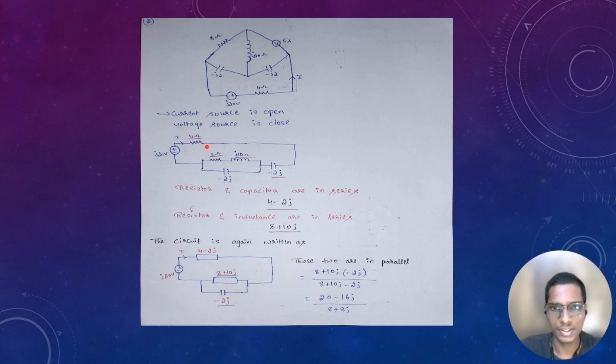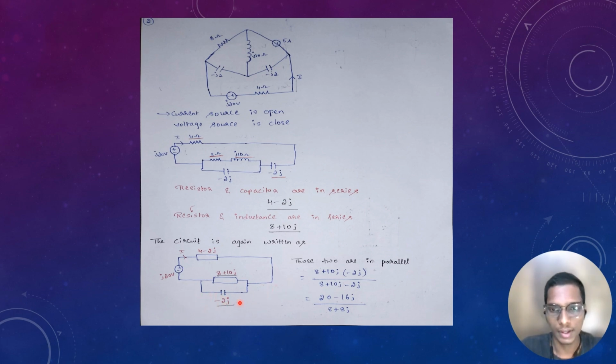Here this resistor and capacitor are in series connection, so we have to add both of them. That is 4 minus 2j. Again, this resistor and inductance are also in series connection, so we add these two. That is 8 plus 10j. Again, this circuit has been redrawn.